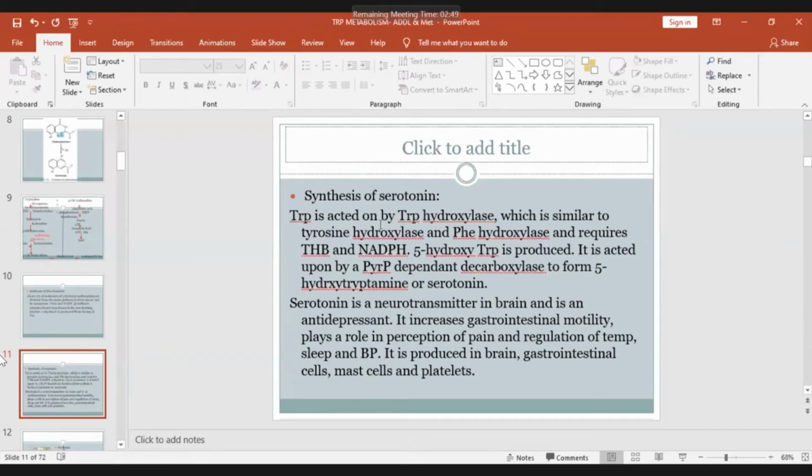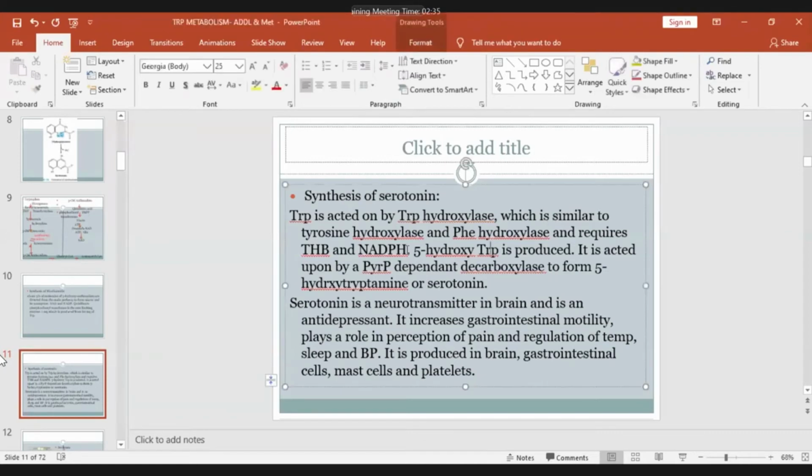So the second important product that is formed is serotonin. So one is niacin, second is serotonin, third is melatonin. So second, serotonin or 5-hydroxytryptamine. Tryptophan is acted upon by tryptophan hydroxylase, which is similar to tyrosine hydroxylase and phenylalanine hydroxylase. That is, it requires tetrahydrobiopterin and NADPH. So 5-hydroxytryptophan is formed. It is acted upon by pyridoxal phosphate dependent decarboxylase to form 5-hydroxytryptamine or serotonin.